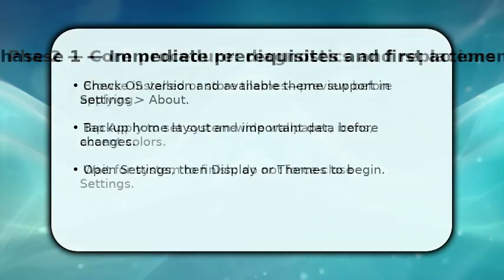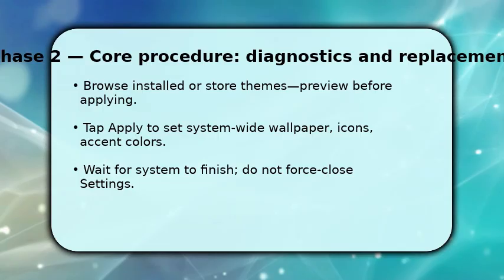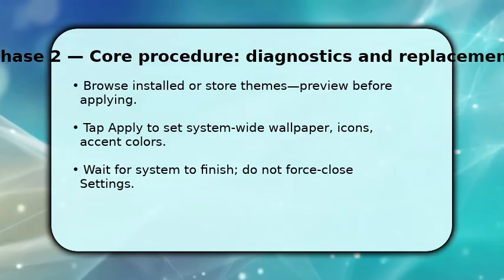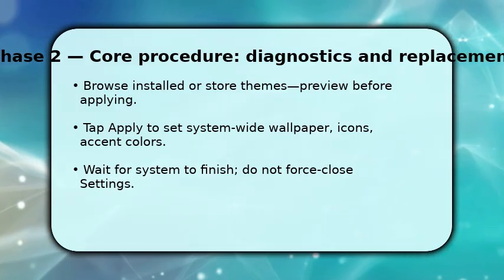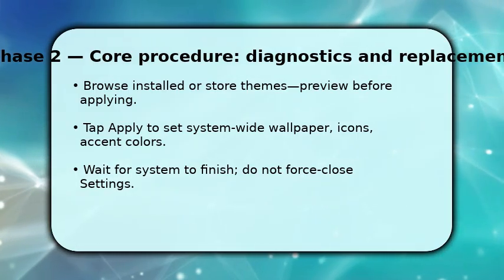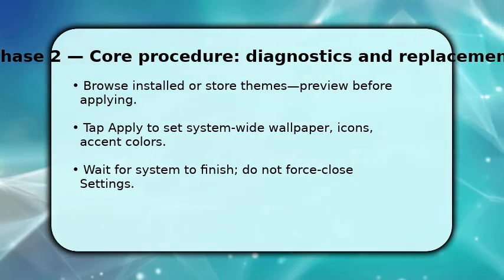Once inside Themes, browse installed items or open the theme store. Preview each option to inspect icons, accent color, and lock screen changes. You should tap Apply when a preview matches your preference. This tells the system to swap wallpapers, icons, and UI accents together for consistency.